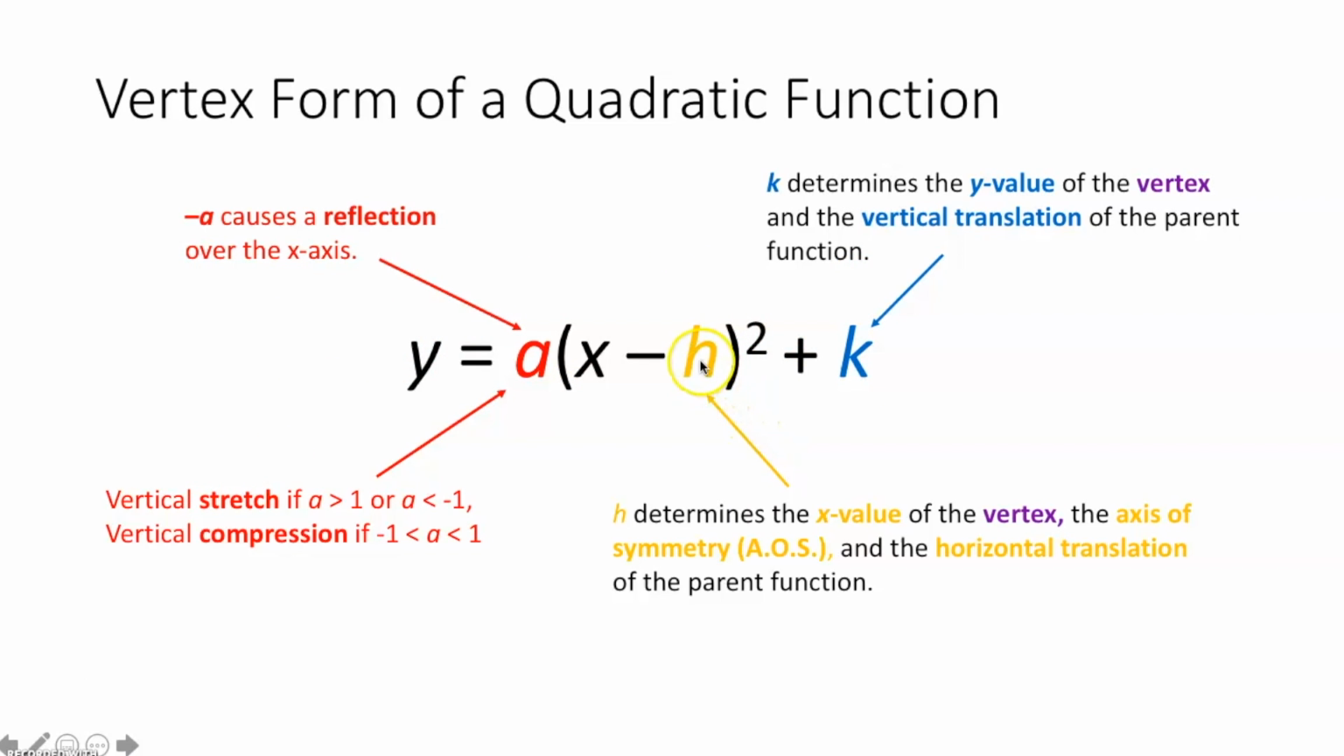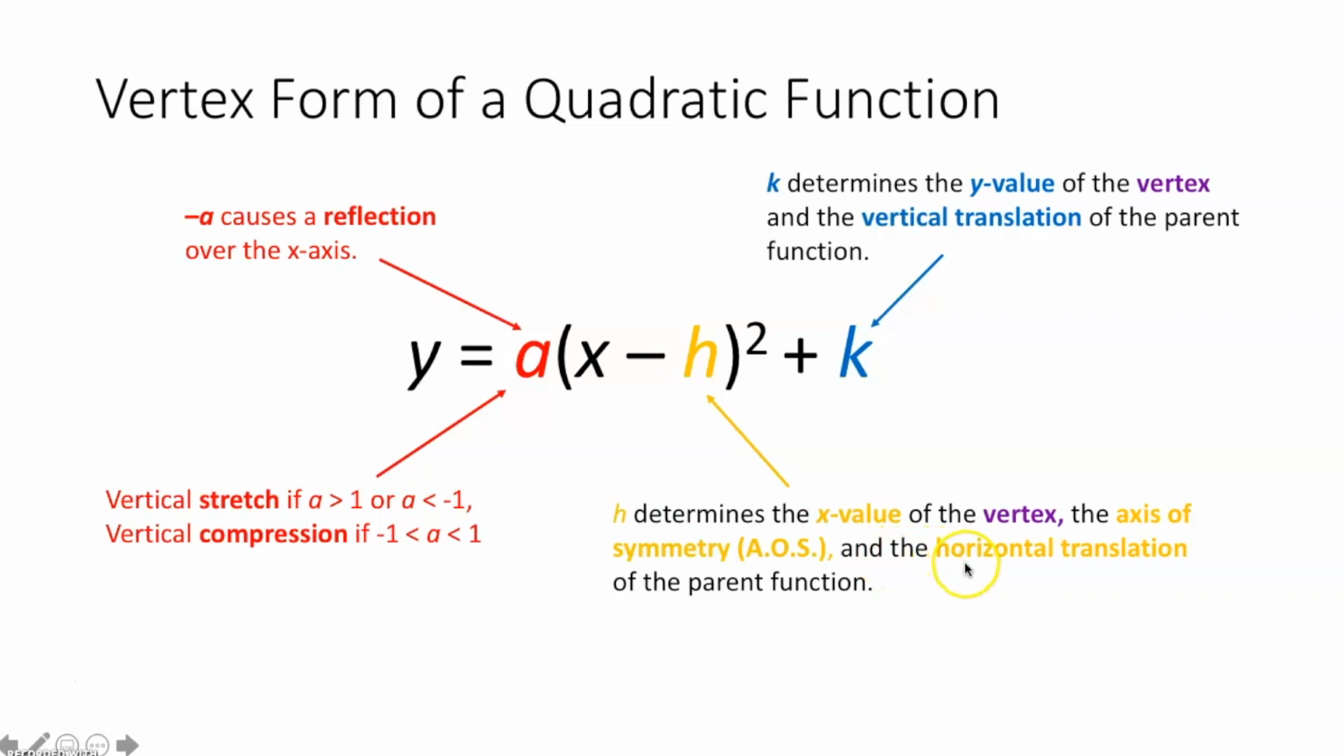Now, this time we have an h and a k. So h determines the x value of your vertex. K determines the y value of your vertex. So you already have your vertex. That's why it's in vertex form, h comma k. So h, again, is the x value of vertex. It's also the axis of symmetry. If you write x equals h, that's the axis of symmetry.